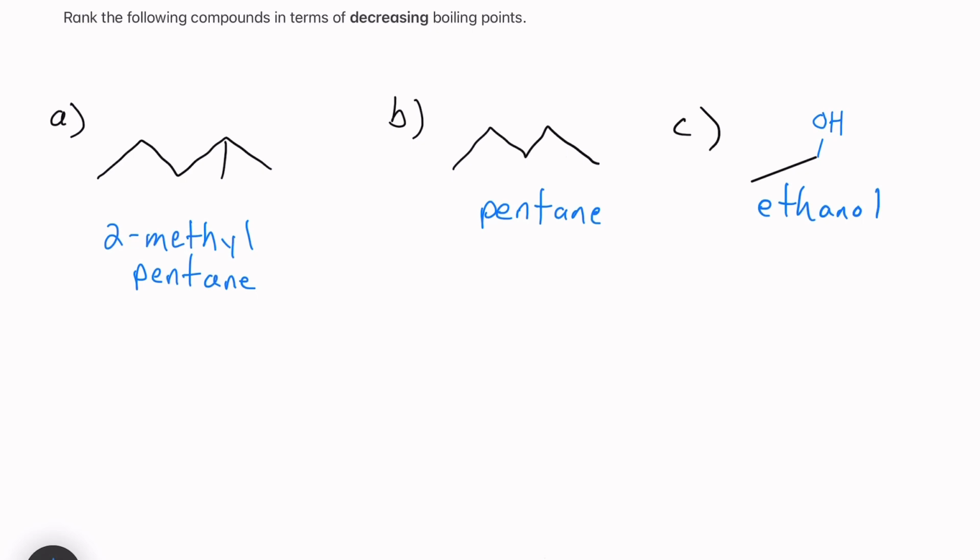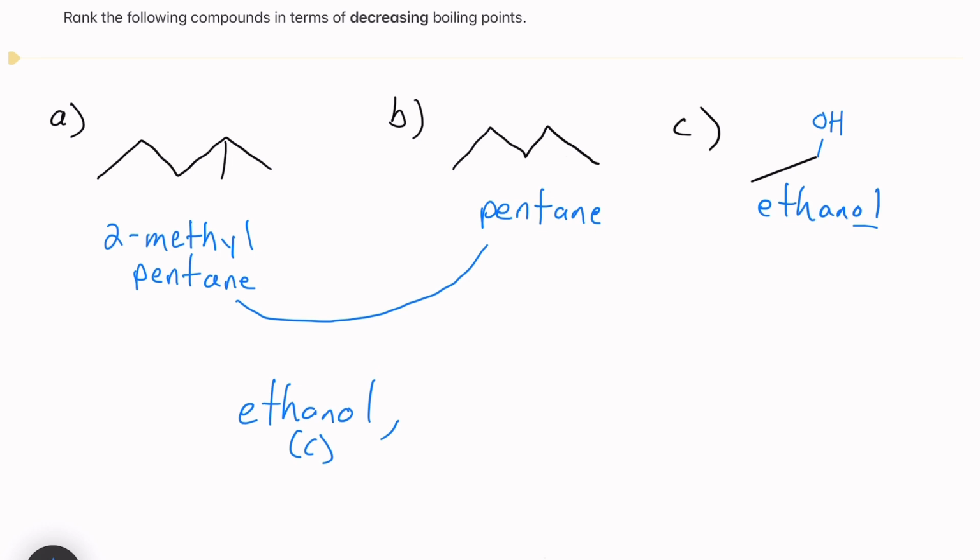So let's say from this question we want to rank the following compounds in terms of decreasing boiling points. Now decreasing really just means from highest to lowest. So we have an alcohol over here, and then we got two alkanes over here. Now we know that the alcohol is going to be first because alcohols have the second highest boiling points amongst all functional groups, and there is no carboxylic acid present, so we know that it'll be ethanol first, right? Or you could write the letter C.